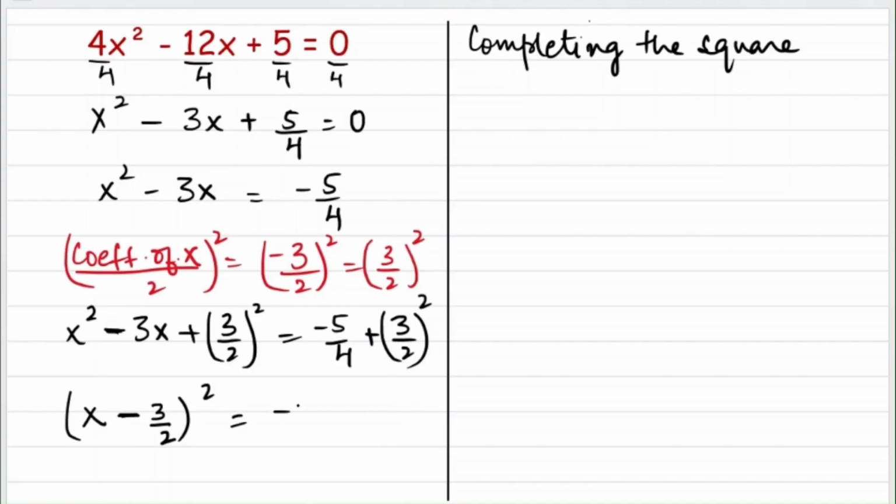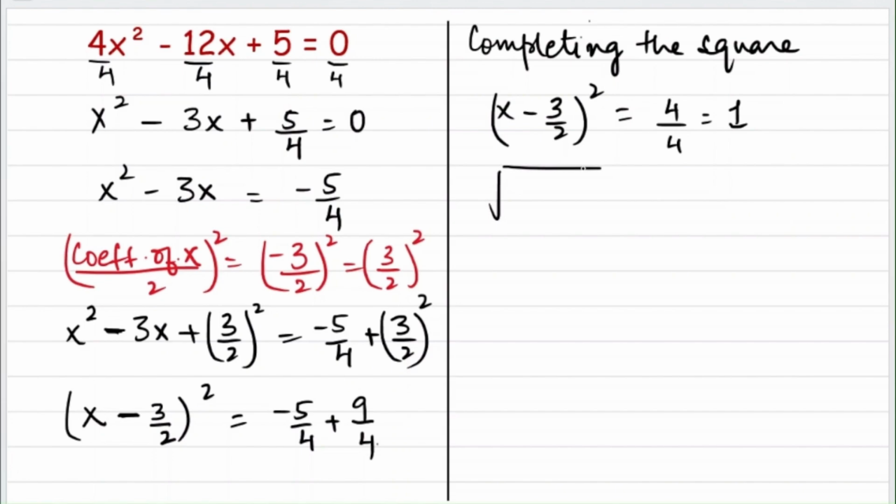Let's solve the right side. It's minus 5 over 4 plus 3 square is 9 and 2 square is 4. So it will give me (x minus 3 over 2) whole square equals, the denominators are the same, negative 5 added to 9 will be 4. So 4 over 4, and that gives me 1. To get rid of this square, let's take the square root on both the sides. So x minus 3 over 2 equals square root of 1.